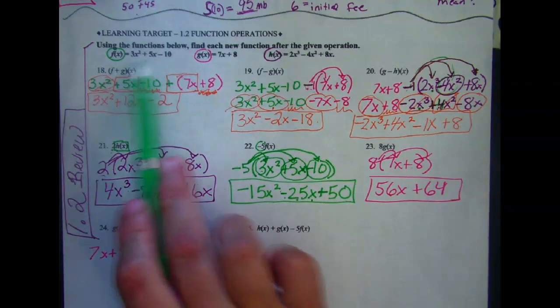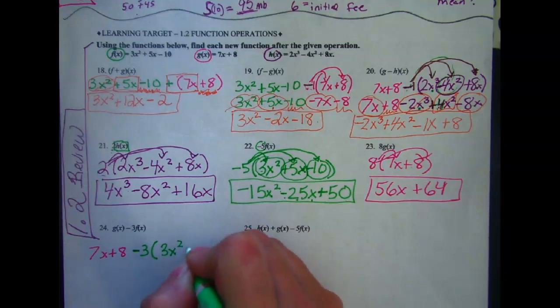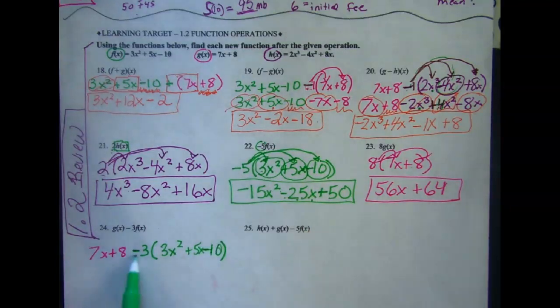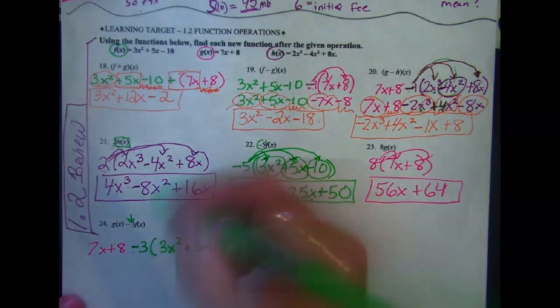which is up here, our f of x. So 3x squared plus 5x minus 10. So it's just a little bit different from regular subtraction. You also have to multiply out front. So we already know how to do this.